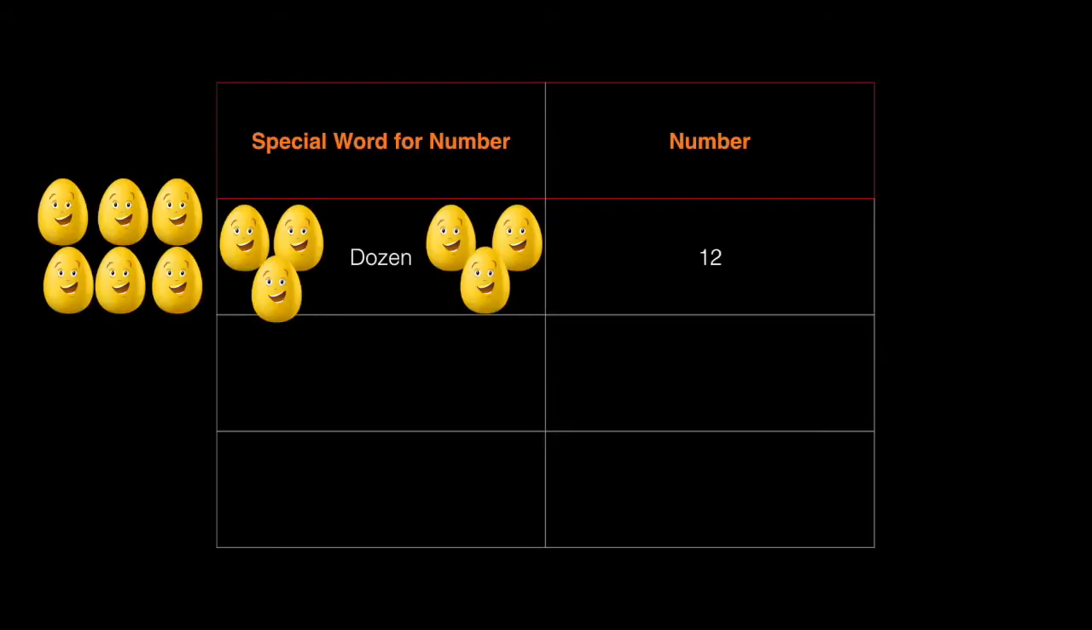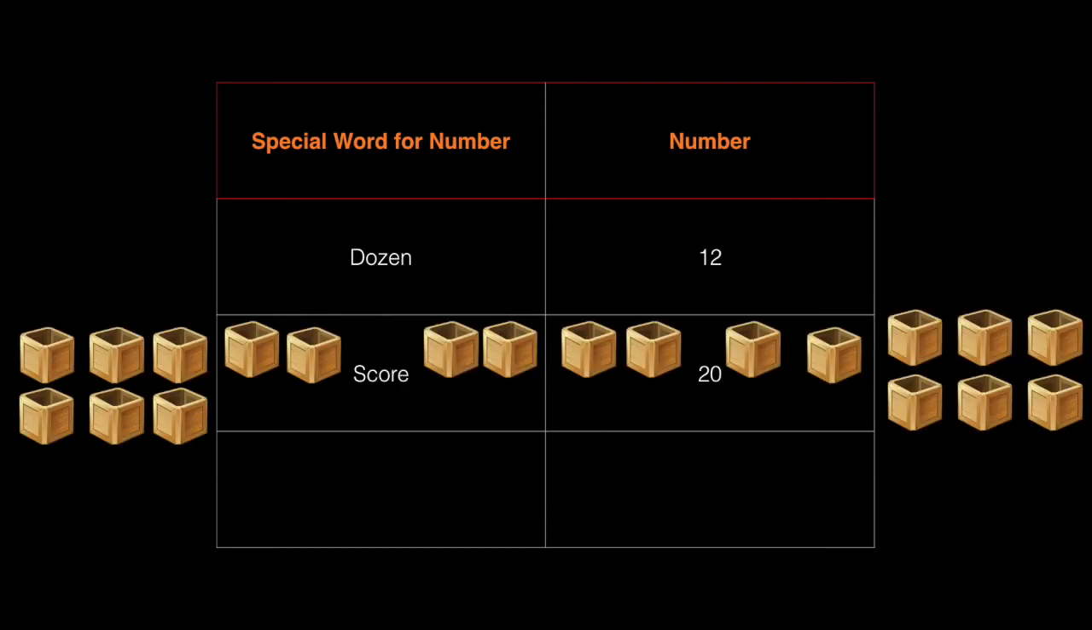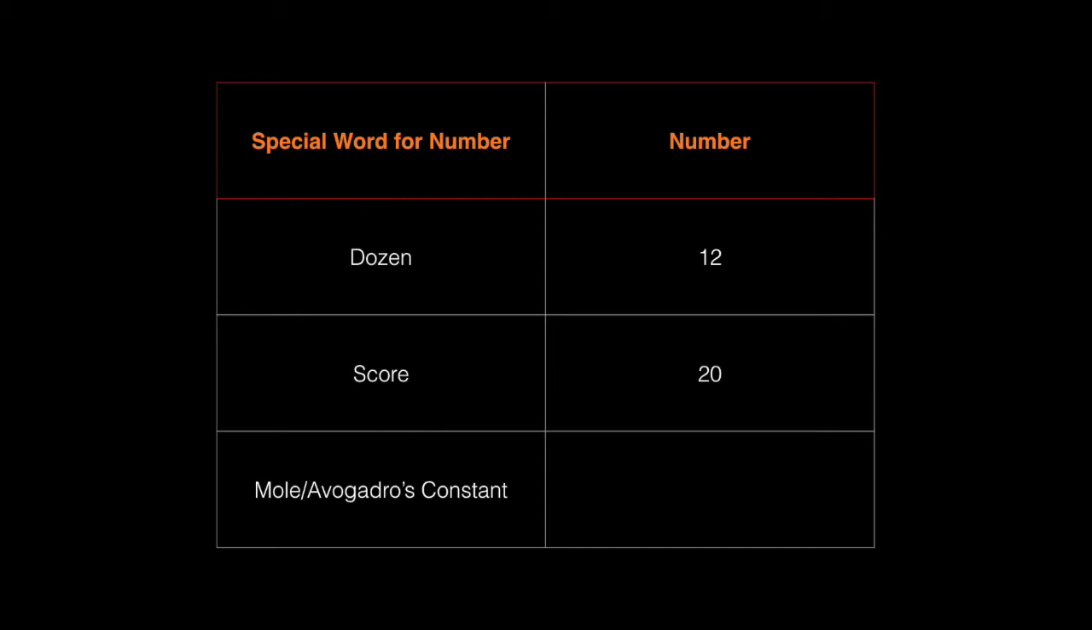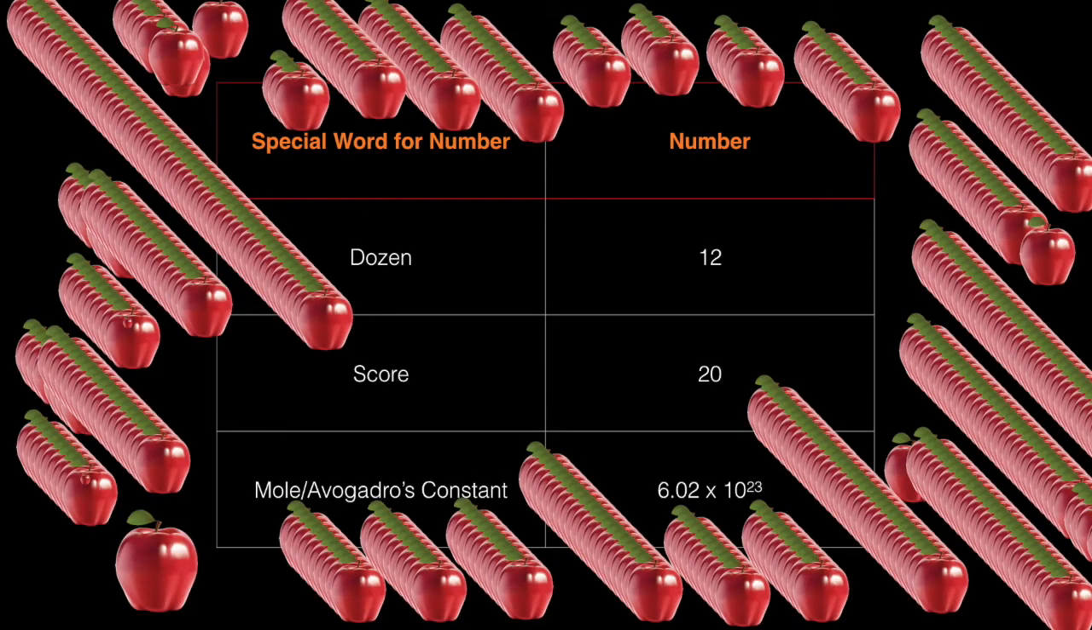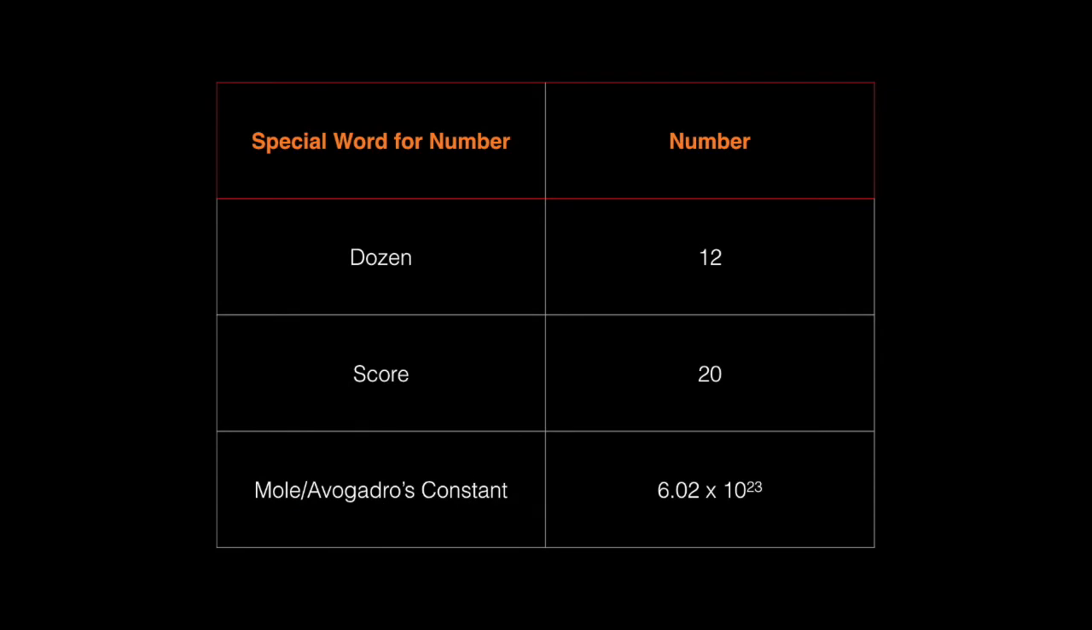We know that a dozen eggs would mean that there would be 12 eggs, or a score of boxes would mean there's 20 boxes. In the same way, a mole refers to a specific amount of something. However, the difference is that a mole is a really big number, exactly 602 hexillion. So if you were to say anything in moles, say a mole of apples, you would be referring to 602 hexillion apples, which is quite a lot.